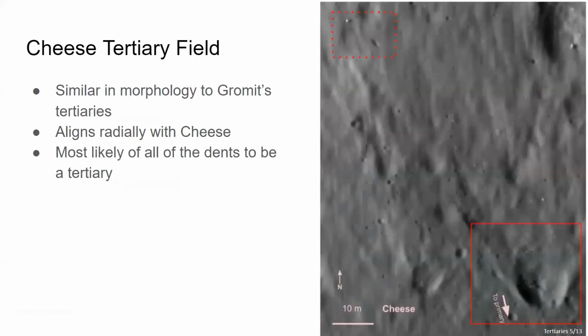Okay, let's talk about Cheese's singular tertiary. It is similar in morphology to Gromit's tertiaries. You can see that elliptical dent that aligns very nicely with the V-shaped ejecta from Cheese, versus this, which is the direction to the primary. And it has a downrange boulder. This is the most likely of all of the dents to be a tertiary, which is why it's so awesome that Cheese is definitely a secondary of Wallace. In addition, you can see Gromit up here. That's Gromit.